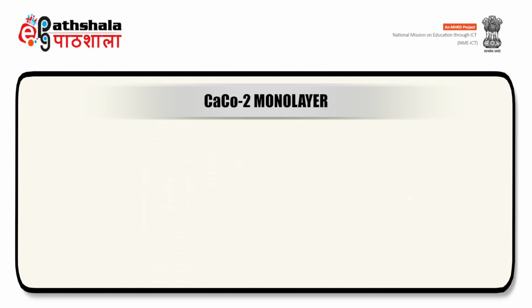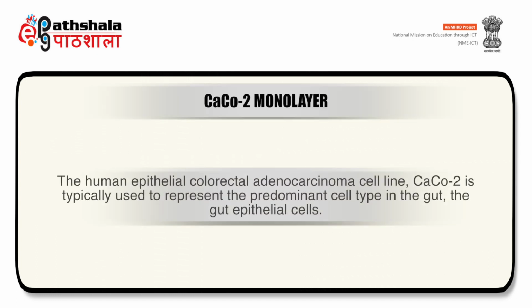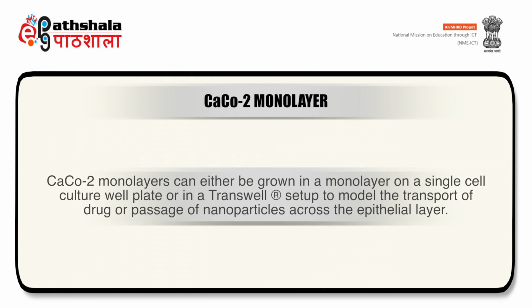Now the Caco-2 monolayer. The human epithelial colorectal adenocarcinoma cell line, that is Caco-2, is typically used to represent the predominant cell type in the gut. The gut epithelial cell Caco-2 monolayers can either be grown as a monolayer on a single culture well plate or in Transwells, set up to model the transport of drug or passage of nanoparticles across the epithelial layer.